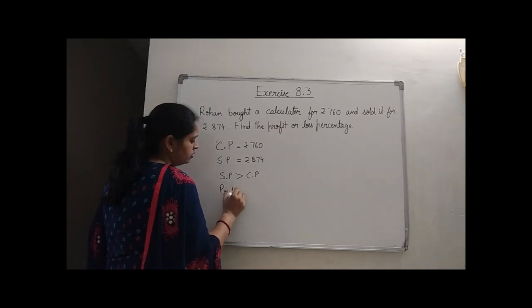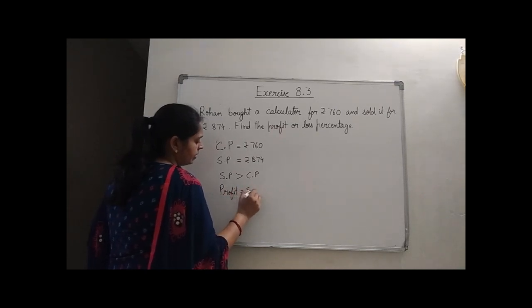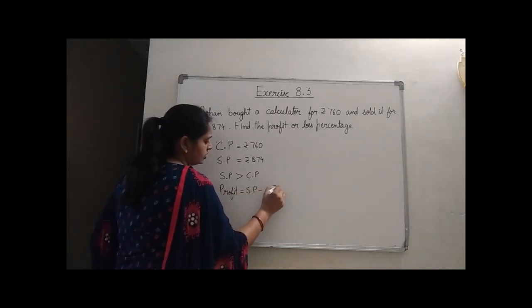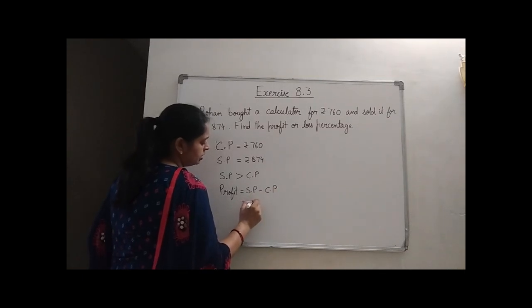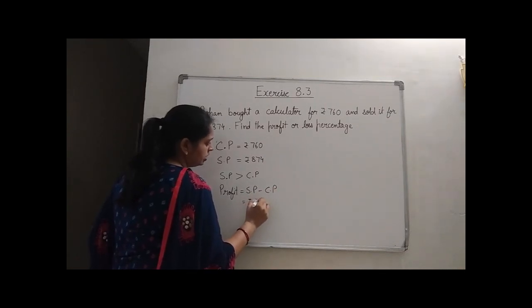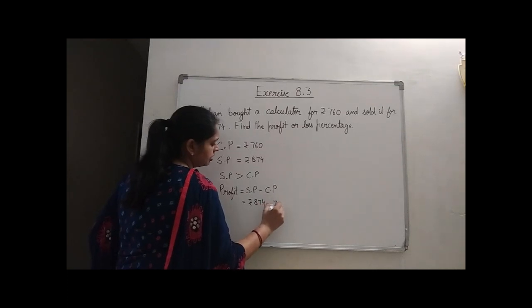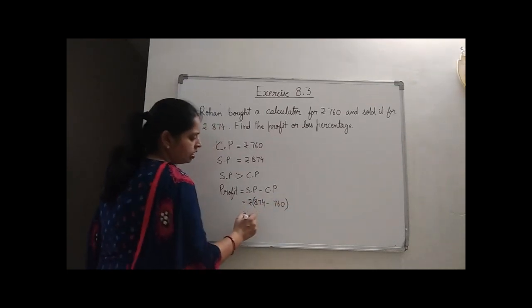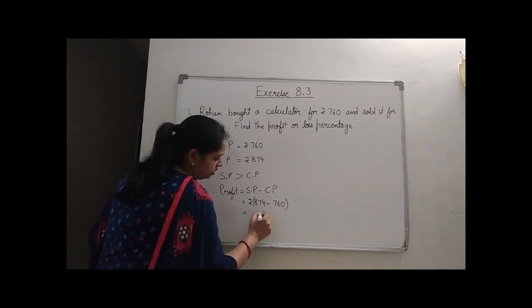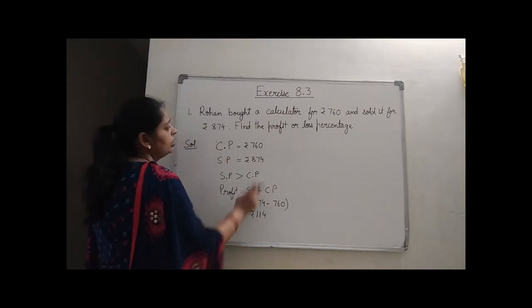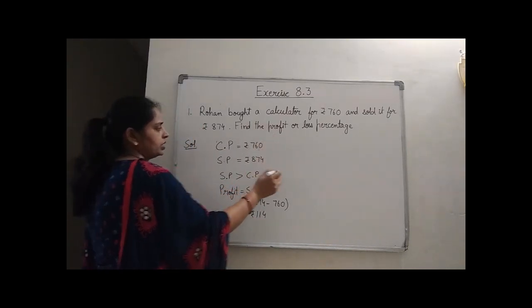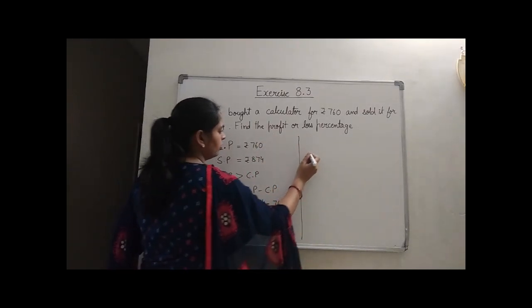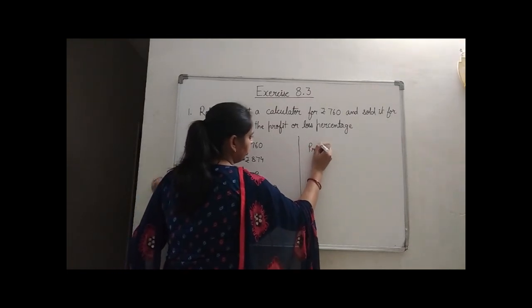Profit will be equal to selling price minus cost price. Put the values. You are having selling price as rupees 874 minus 760. So subtract it down. How much you will get? 4, 1 and 1. 114 rupees profit you are having. But the question is asking for profit percent. And we know the formula. What is profit percent?